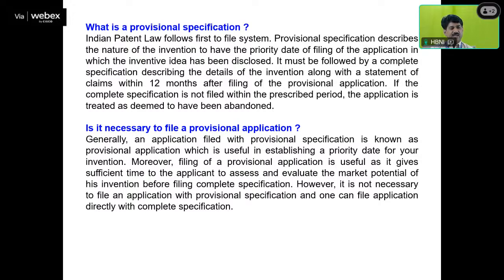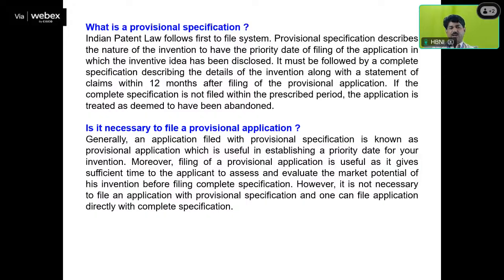Okay. So next, is it necessary to file a provisional application? It is not always necessary, but it is a good way, because I told you that Indian patent law follows the first to file system. So if we apply with a provisional, our claim will definitely be there. An application filed with a provisional specification is known as a provisional application, which is useful in establishing the priority date for your invention. So if you apply first, your priority date is the first for the invention.